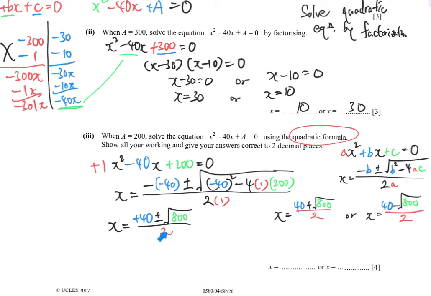So actually here you can just use the calculator. One answer will be 40 plus the square root of 800, and then divide the whole bunch of things by 2, and you will get 5.86. All right. And for the negative one, you will have 40 minus the square root of 800, and divide the whole thing by 2. You will get the other answer. And remember, you need to correct it to 2 decimal places. So it should be 34.14, not just 1. Okay.